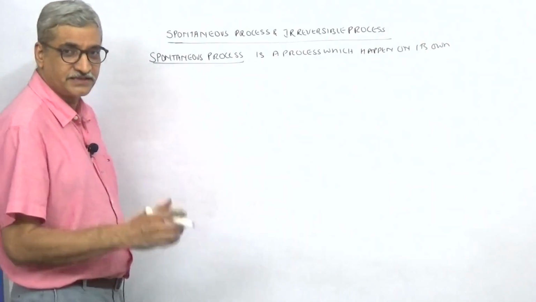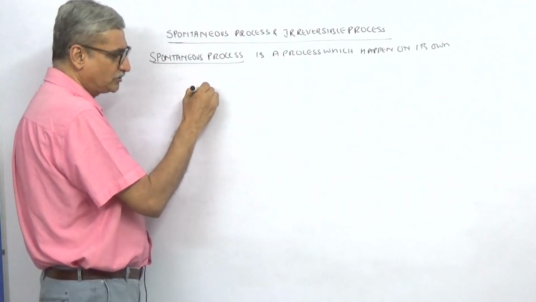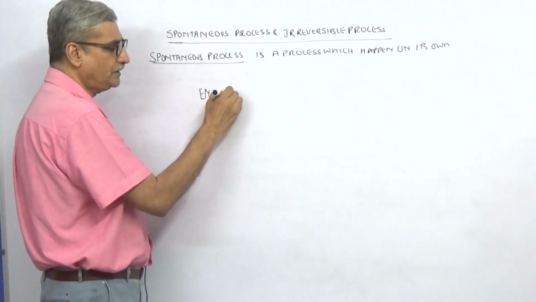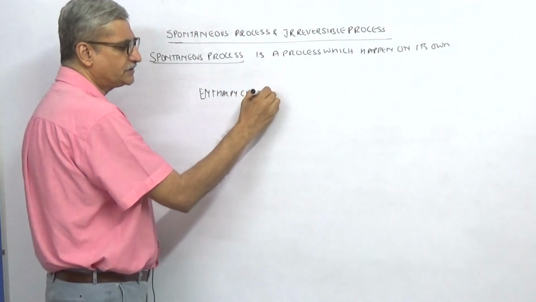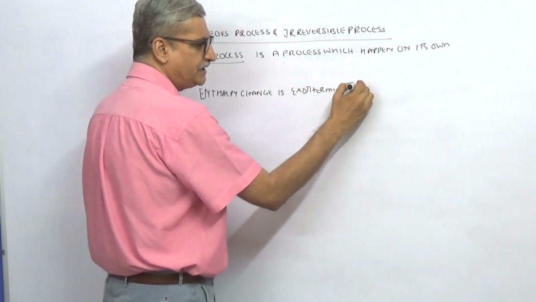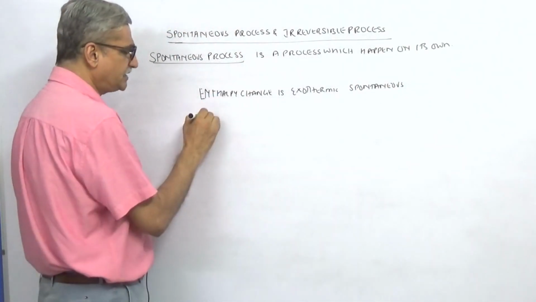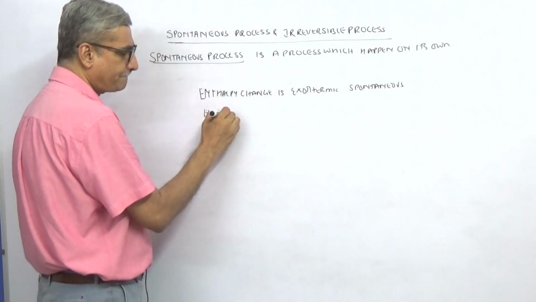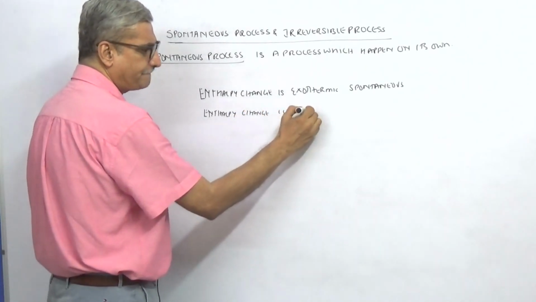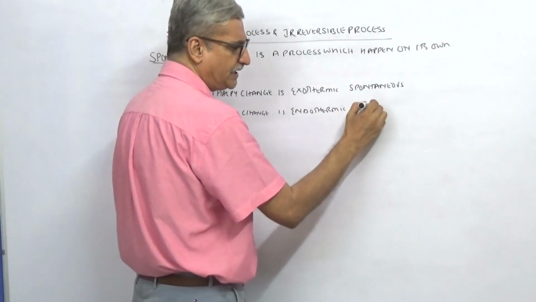So the first explanation of why a reaction is spontaneous was that they went back to enthalpy. They put a simple condition. They said that if the enthalpy change is exothermic, then it is spontaneous. And vice versa, if the enthalpy change is endothermic, it is non-spontaneous. That means that reaction will not happen.